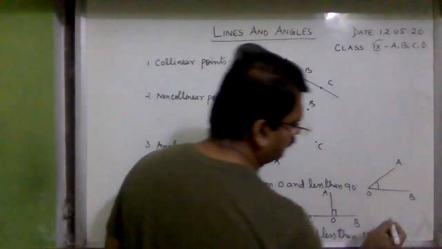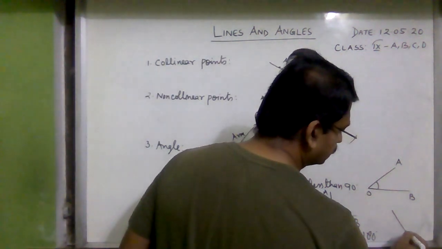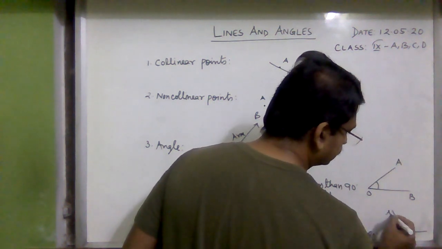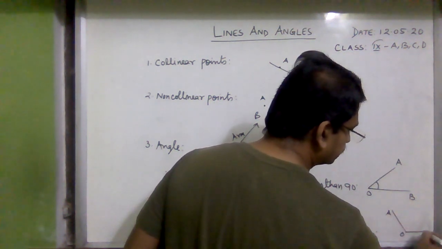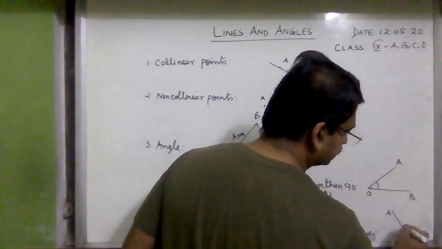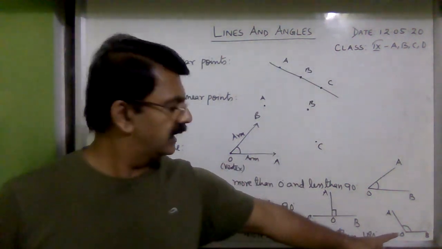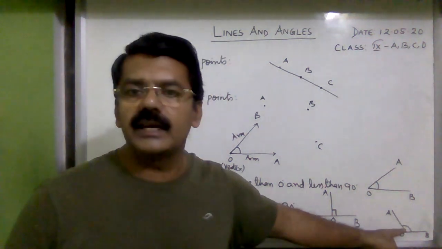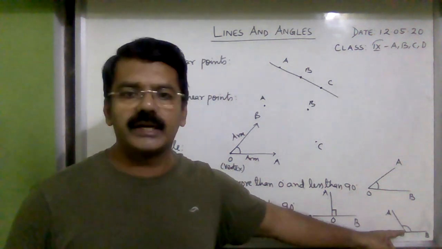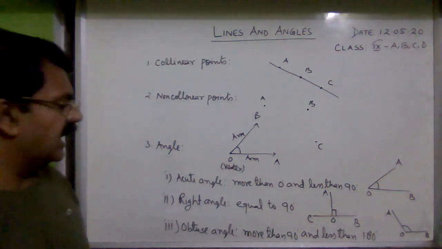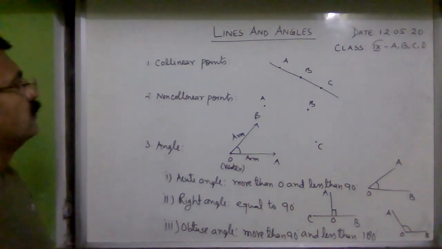So I'll make the diagram here. You can see this angle AOB here. This angle is more than 90 but less than 180. So this is an obtuse angle. Few more angles are there.